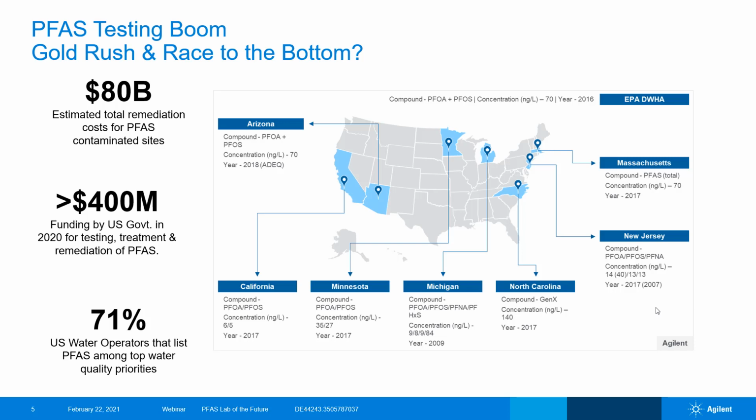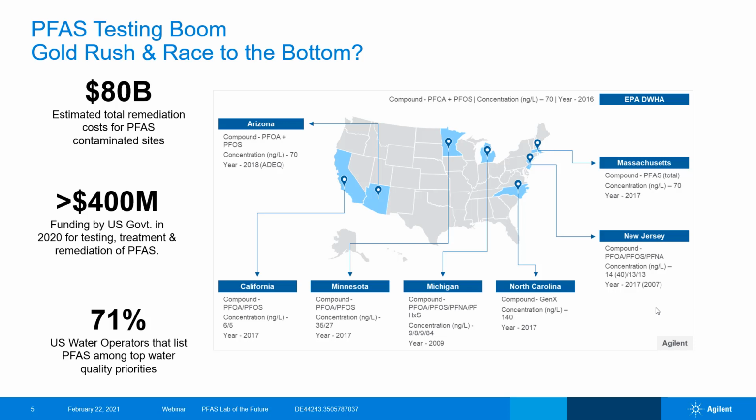But what I want to highlight here is when you look at some states like California, for example, they have very, very low, like single digit part per trillion levels for monitoring of PFOA and PFOS in drinking water. And then you have other states like North Carolina, for example, that have newer PFAS like GenX that have regulatory or guidance levels as well.